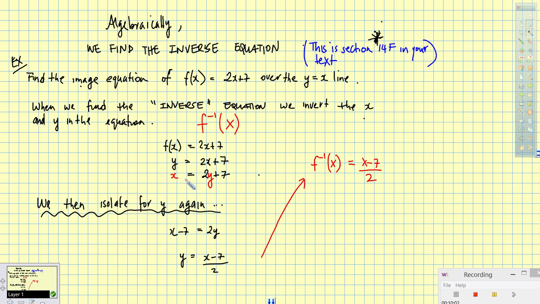So here you see x is equal to 2y plus 7. Now I need to isolate for y again, because our equations are written as y equals, or f of x equals, or k of x equals h of x, and so forth. And when I have isolated for y, I get y equals x minus 7 over 2. And my symbol for showing an inverse function is by writing it as f to the power of negative 1 of x. So when I see f inverse, it's f to the power of negative 1 of x. And therefore, there is my inverse, or my new function.